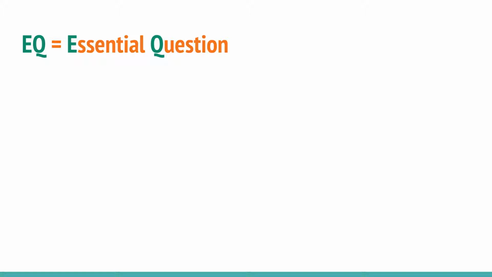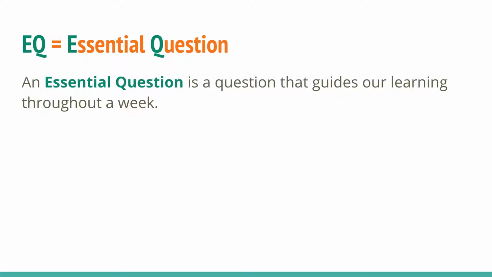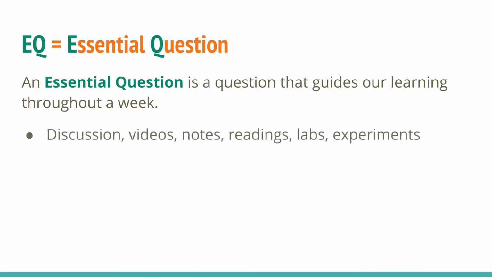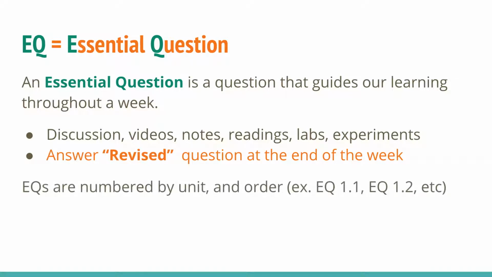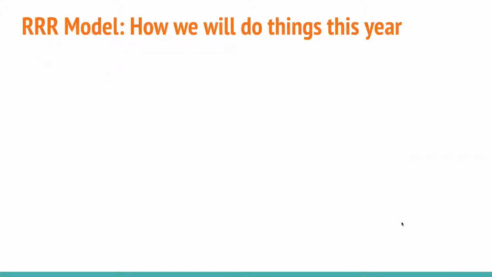So EQ, as I always say, stands for essential question, which is the question that guides our learning throughout the week. We examine the question through discussion, videos, notes, readings, labs, experiments. And at the end of the week, we answer the revised question. EQs are numbered by unit and ordered like this. So unit 1, EQ question number 1, which is where we are today. Next week will be EQ 1.2 because that'll be our second question for unit 1.